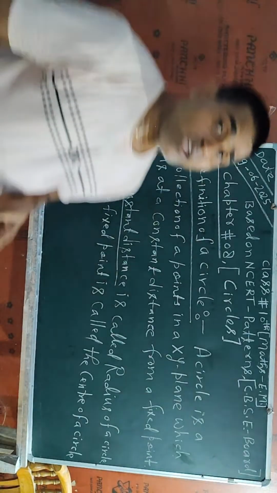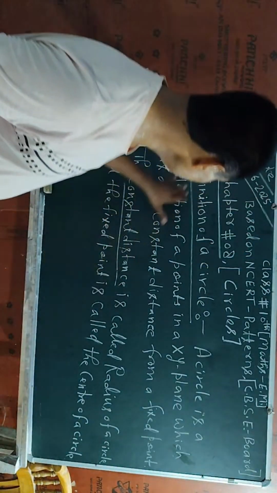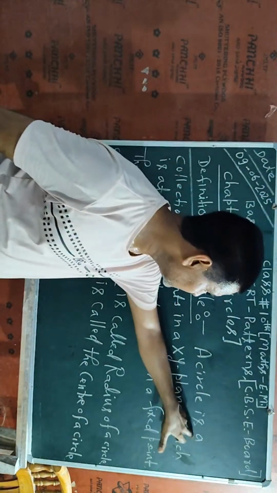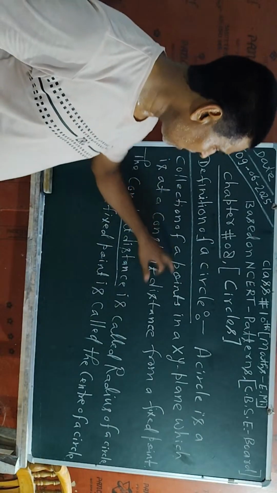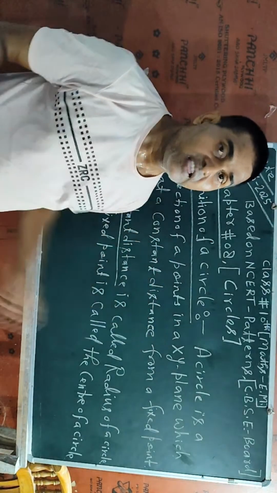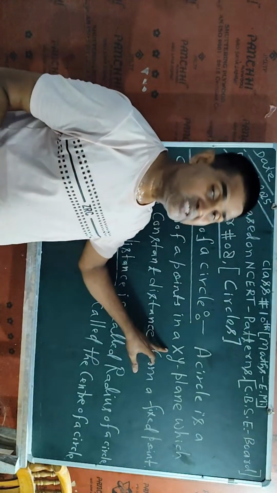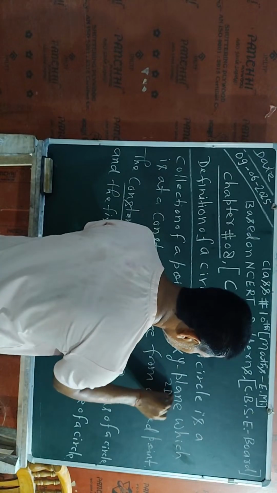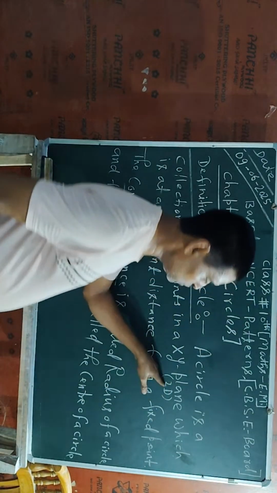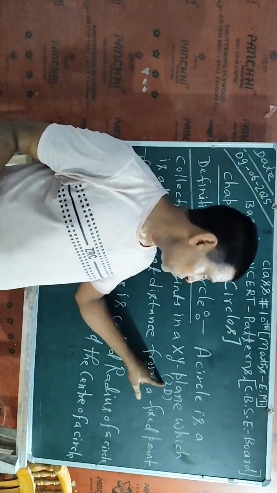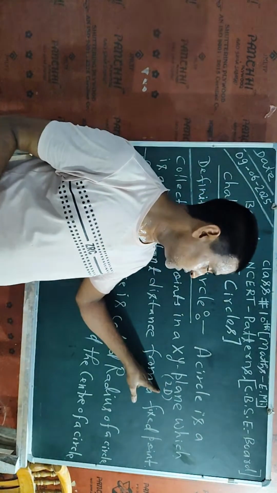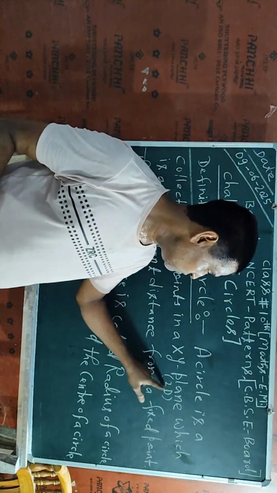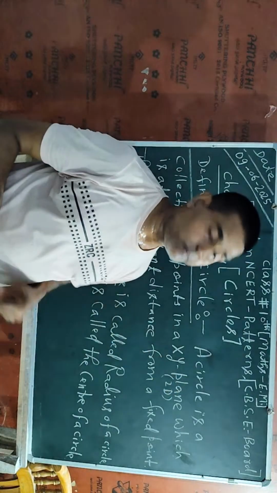This meaning I will explain in detail. Here is written the definition of a circle: a circle is a collection of all points in the xy plane. I am taking the xy plane, which means it is 2D. D is dimension, so 2D means two dimensional, and if I take 2D, I will get a plane.